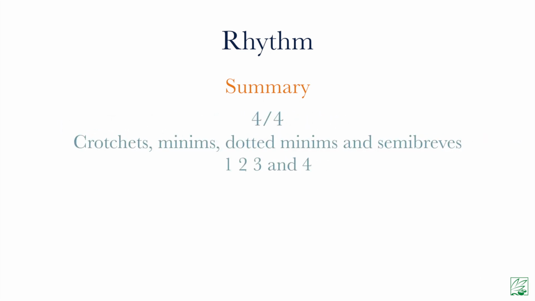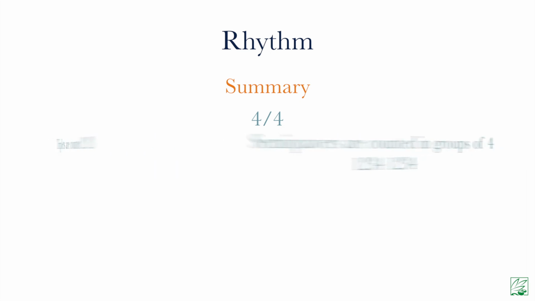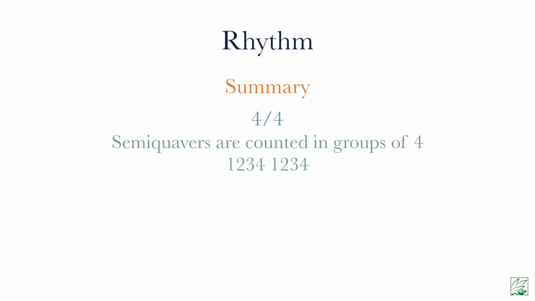As a reminder, in 4/4, crotchets, minims, dotted minims and semibreves are counted over beats 1, 2, 3 and 4. Quavers are counted 1 and 2 and 3 and 4 and. Triplets are counted in groups of 3, 1, 2, 3, 1, 2, 3. And semiquavers are counted in groups of 4, 1, 2, 3, 4, 1, 2, 3, 4.